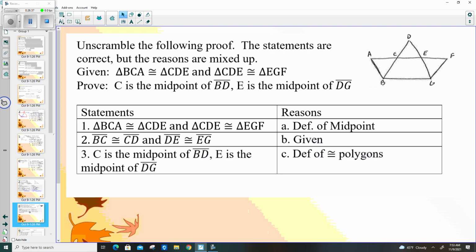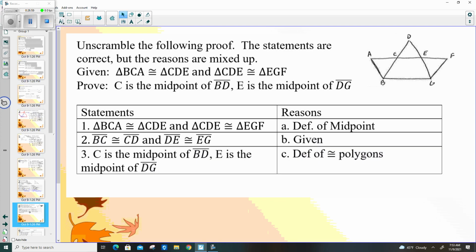What does midpoint mean? It's in the exact middle of a segment. So a point that's in the middle of a segment. If it's in the middle of the segment, what do we know about the two parts on either side of it? They're equal. Okay. Why do I ask you all these questions?